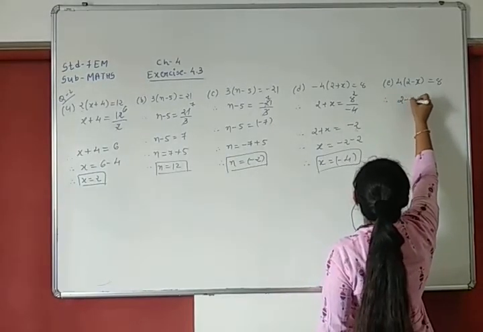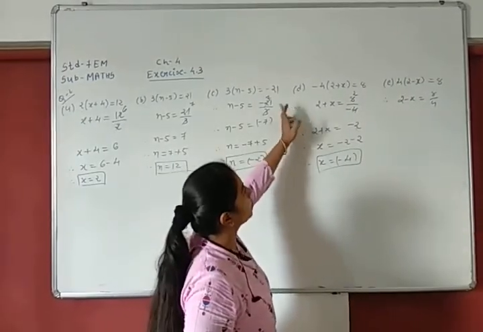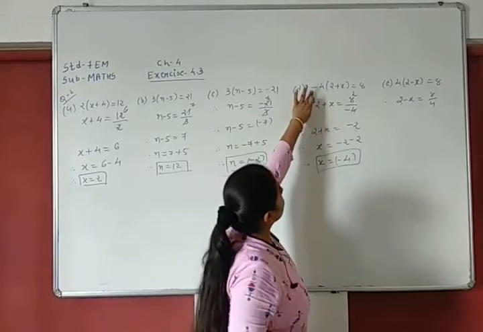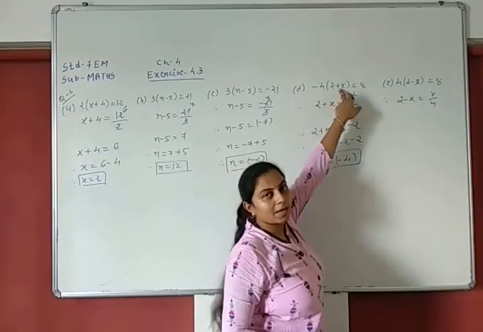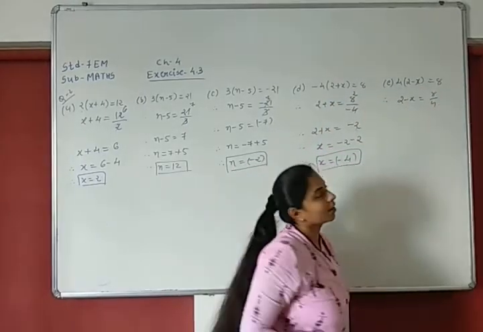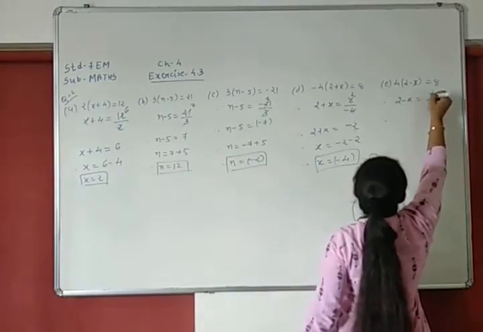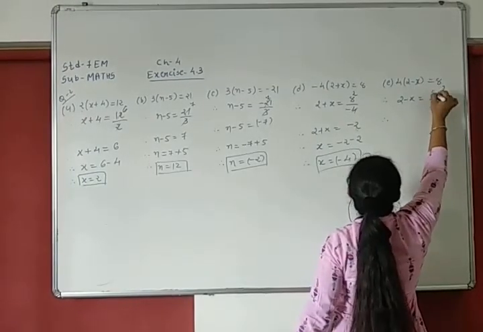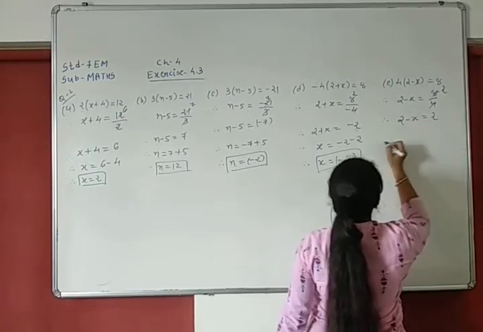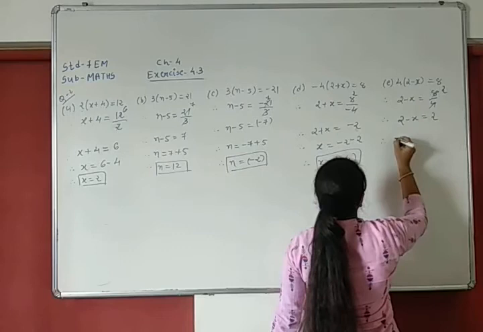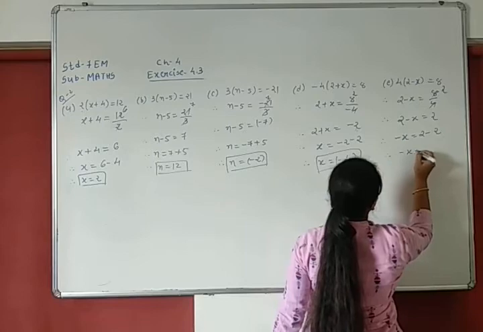2 minus x equals to 8 upon 4. Now see carefully. What is the difference between D and E? અહીંયા minus 4 હતું, ત્યાં plus 4 છે. Here plus is there in bracket, while here minus sign is given in bracket. બાકી question similar છે. Okay. So 4 2s are 8. Now 2 minus x equal to 2. In the next step 2 will go this side. So 2 minus 2 will happen and 2 minus 2 is 0.